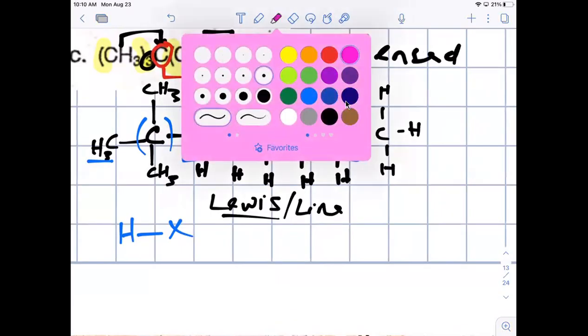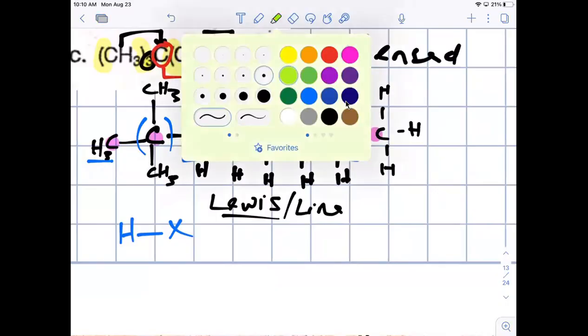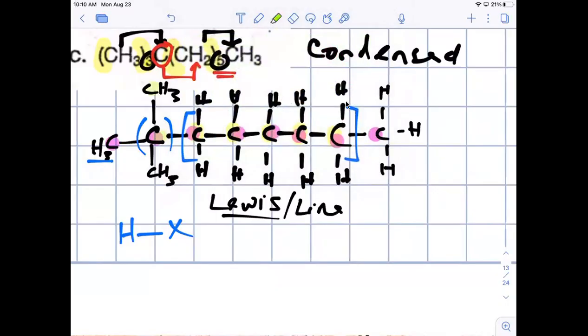All right. We can see right here is 1, 2, 3, 4, 5, 6, 7, 8 carbons. And for those of you who are thinking, well, why can't I start here? You could. You're still going to get 1, 2, 3, 4, 5, 6, 7, 8 carbons. So the longest chain is 8 carbons. And by the same token, you can start on the bottom if you chose to. 1, 2, 3, 4, 5, 6, 7, 8 carbons.